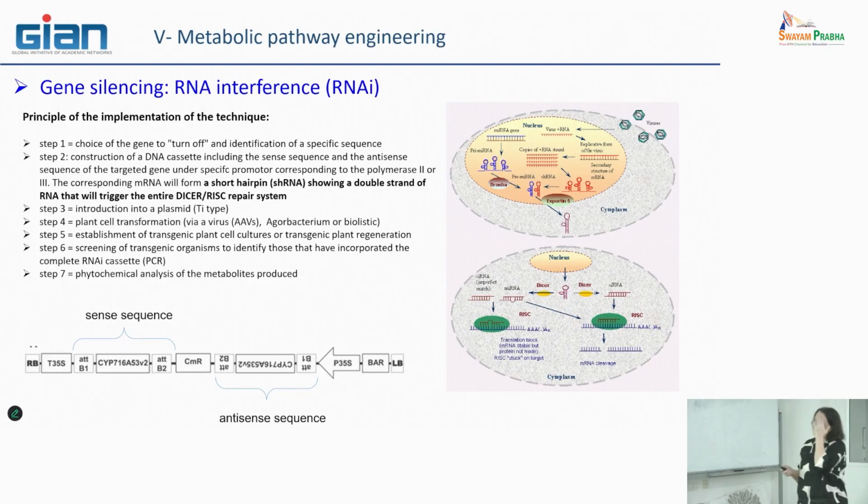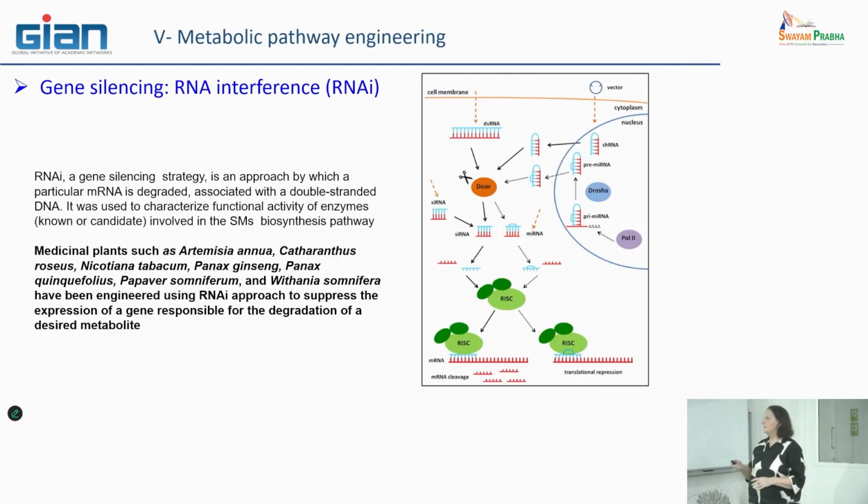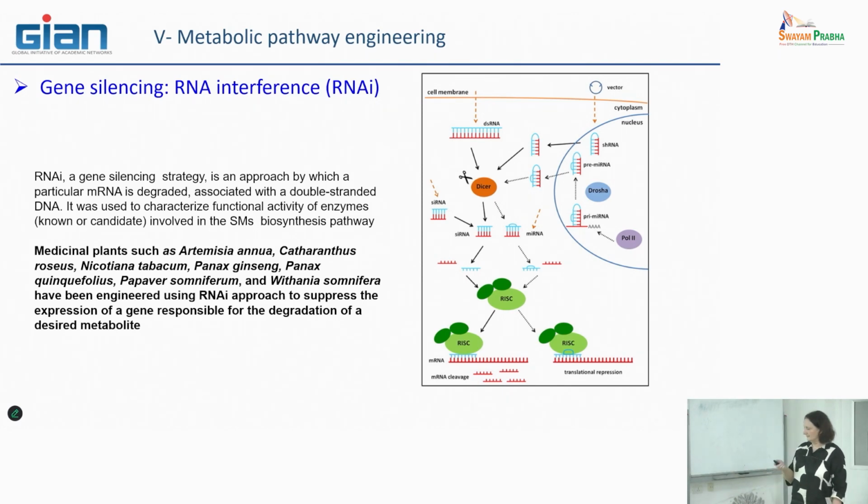So at this moment, a very, very large number of this type of strategy have been developed in order to qualify every type of gene, not only the genes that are involved in metabolic pathways, but also in growth, in development, in all the physiological processes that occur in plants. It was really something very, very interesting.